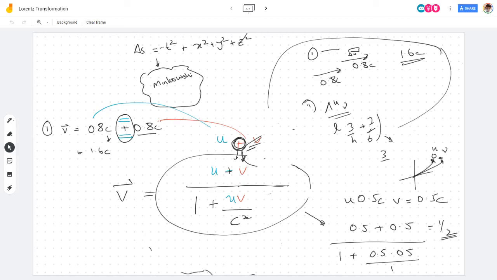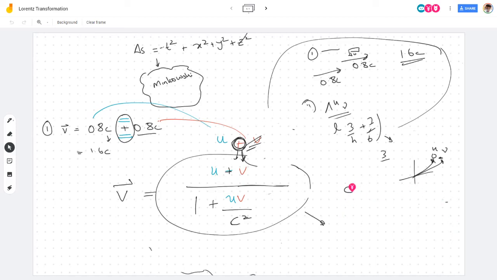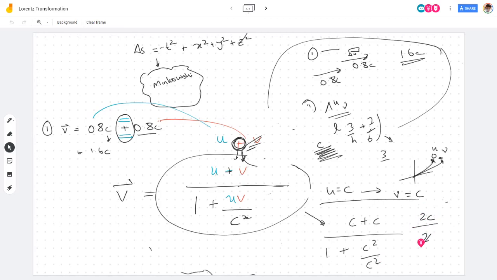The last case we can take is what happens if you travel at the speed of light, u is c, and you fire a gun which is also going at the speed of light. Remember, our postulate from special relativity was that the speed of light is always constant regardless of how fast you're traveling. So we should now get c plus c divided by 1 plus c squared over c squared. You get 2c divided by 2, so it's c.